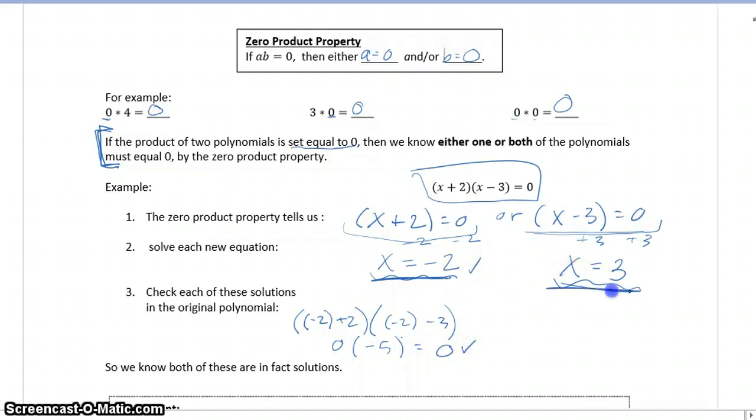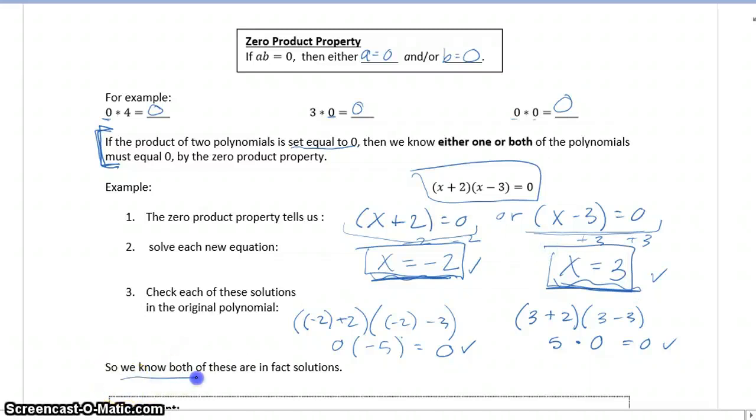Let's check for the point x equals 3. So we plug in 3 for x, we get 3 plus 2 times 3 minus 3. 3 plus 2 gives us 5 times 3 minus 3 gives us 0. 5 times 0 also equals 0. So it's also true that x can equal negative 2 here, or x can equal 3. So both of these are in fact solutions.